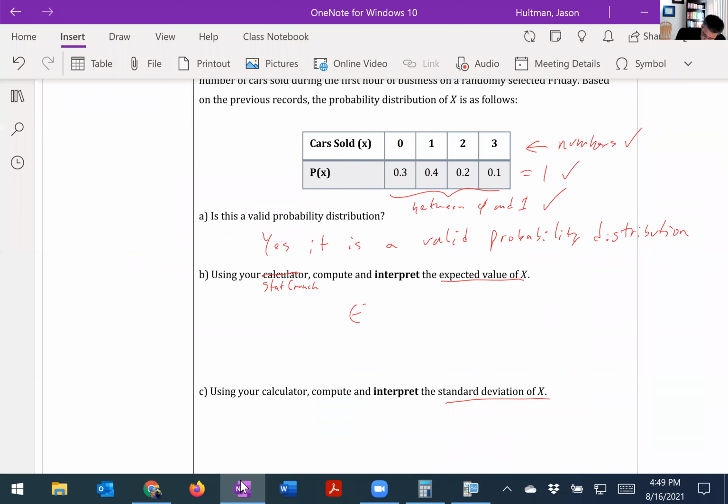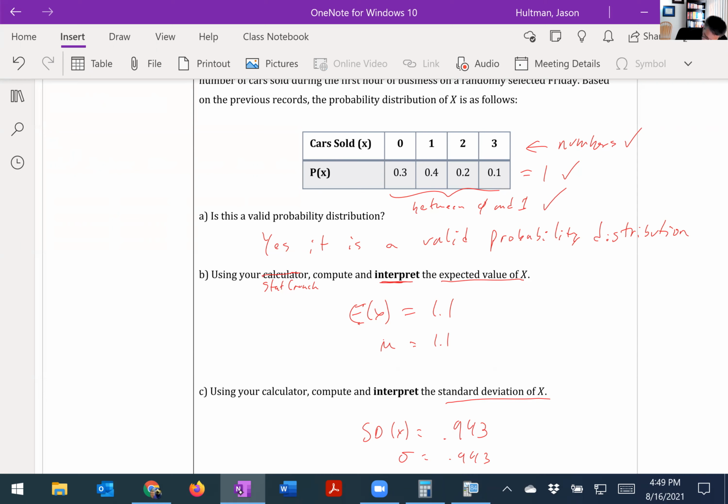So the mean, E of X, is 1.1, and the standard deviation of X is equal to 0.943. You could have used mu and sigma as well: mu is 1.1 and sigma is 0.943. Now it says interpret these values. Don't just compute it, interpret it. What does E of X equal to 1.1 mean?